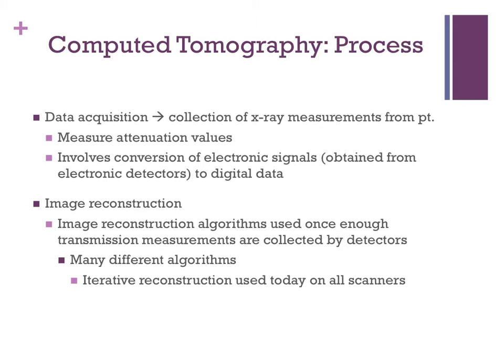The next key step is image reconstruction. With image reconstruction, algorithms are used. After enough transmission measurements have been collected by the detectors, they are sent to the computer for processing. The computer then uses special mathematical techniques to reconstruct the CT image in a number of steps, which are referred to as image reconstruction algorithms. There are many different algorithms out there, and ones you may have heard of are back projection algorithms and interpolation algorithms. But iterative reconstruction algorithms are used today on all scanners, and we will discuss this more in Chapter 6 a little later.